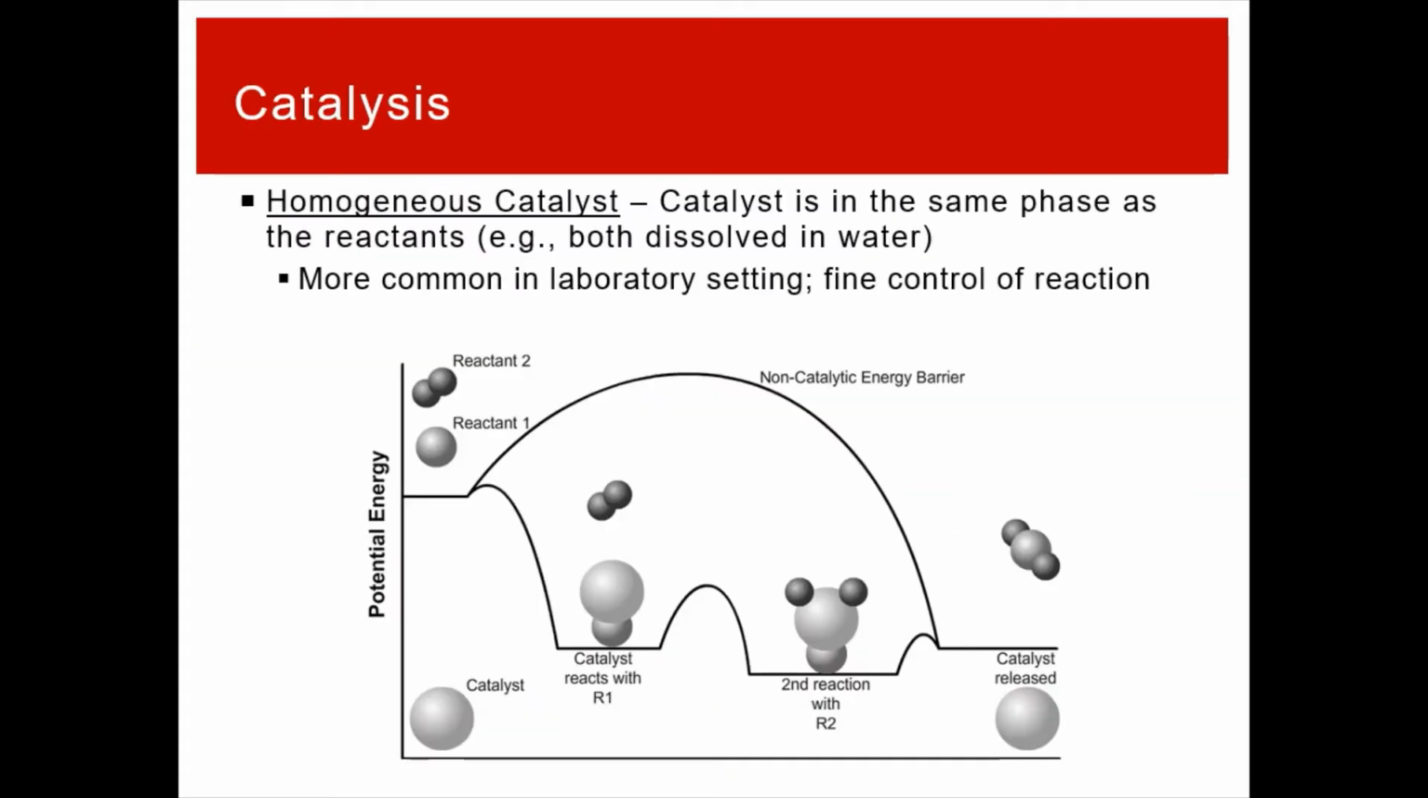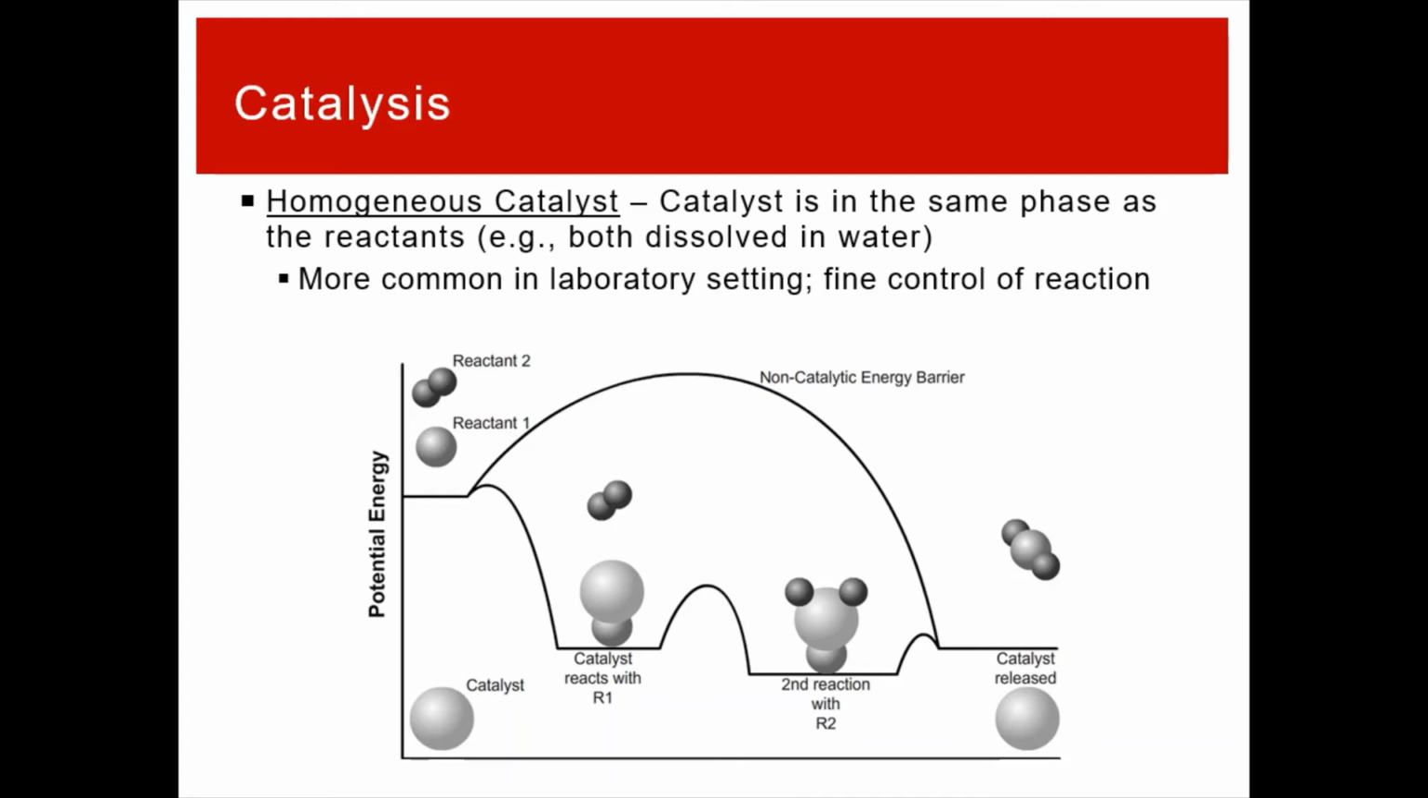When we're dealing with catalysis and we're designing this, the catalysts that we use can have two different classifications. First, we have homogeneous catalysts. A homogeneous catalyst is any sort of substance that is in the same phase as the reactants. So oftentimes these are both dissolved in water. This is really common in a laboratory setting.